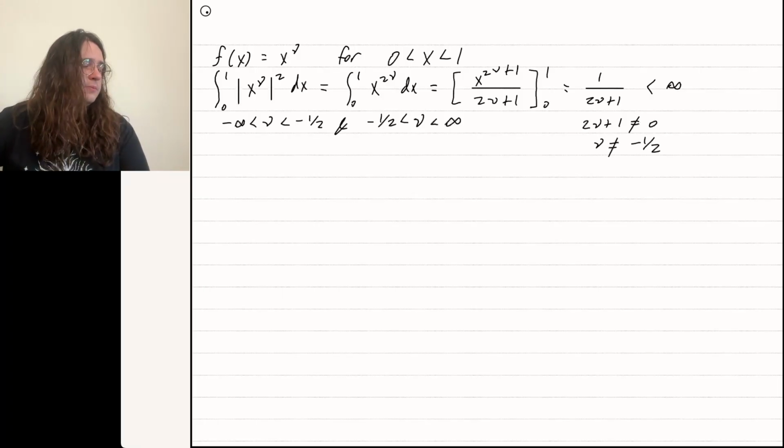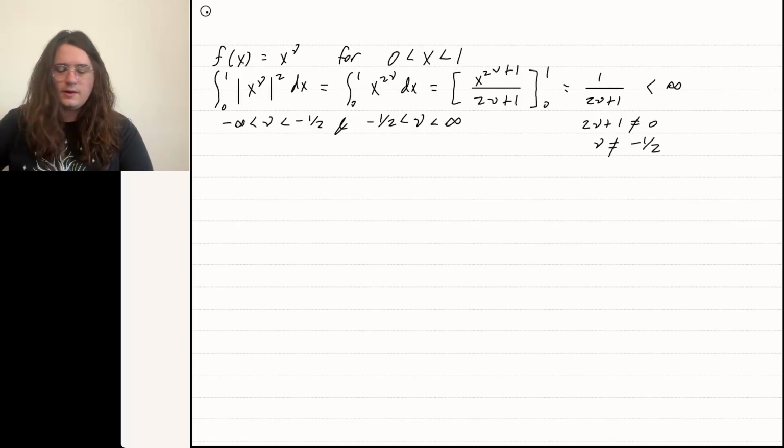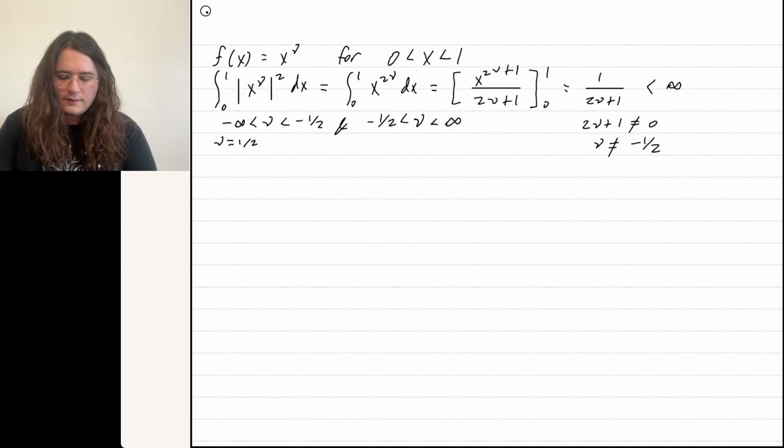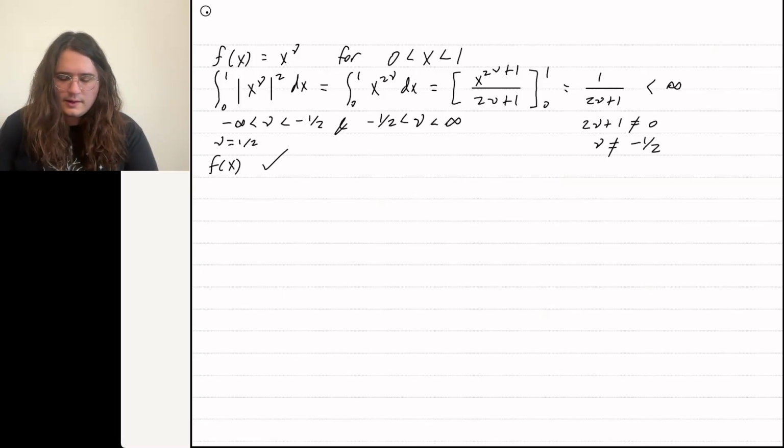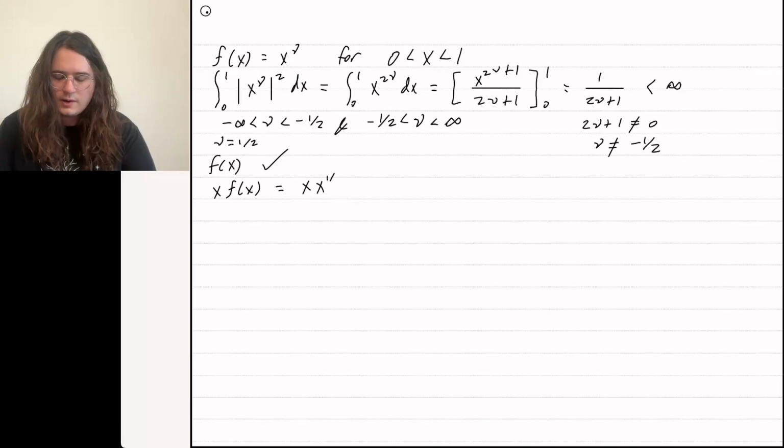Right. For the next bit, all of these next things are for the specific case of nu equals 1/2. So if nu equals 1/2, is f of x in Hilbert space? Well, yeah, it's not minus 1/2, so we did a good thing there. Is x f of x in Hilbert space? Well, if nu equals 1/2, then that's just x times x to the 1/2, which is x to the 3/2, which is essentially a new value of nu of 3/2, which is not minus 1/2, so this one's good.